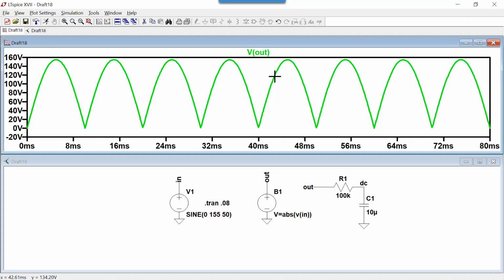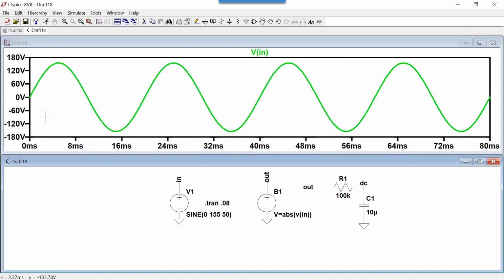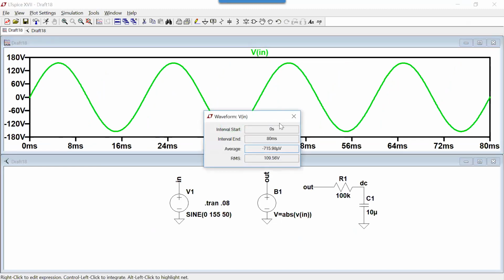All right. So what we have here is a sine wave. The peak is 155. That gives me the RMS of 110. And I've set it in for 50 hertz, and then I simulate it for some time. And it's even wavelengths, right? And if I press Control V in, you can see that the average is 700 microvolts, which is effectively 0, and that the RMS rounds to 110.